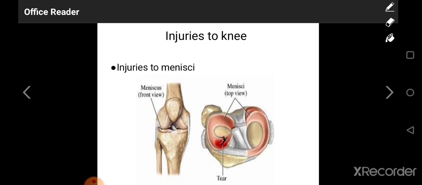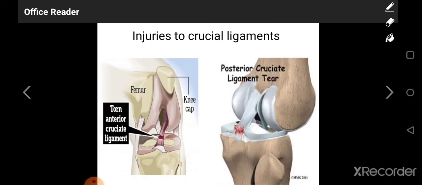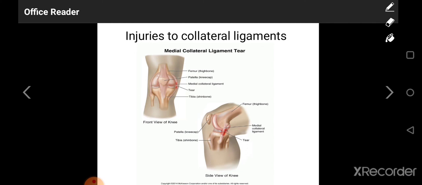Then the injuries to the meniscus. So these are the tears in the meniscus. This is mainly because of forceful medial rotation or lateral rotation of the knee during accidents or in football players. This is the tearing of the menisci. Then injuries to the cruciate ligaments, that is the anterior cruciate and posterior cruciate ligament. These injuries also occur in football players. Then injuries to the collateral ligaments. It may be due to accidental injury or mainly in the players.